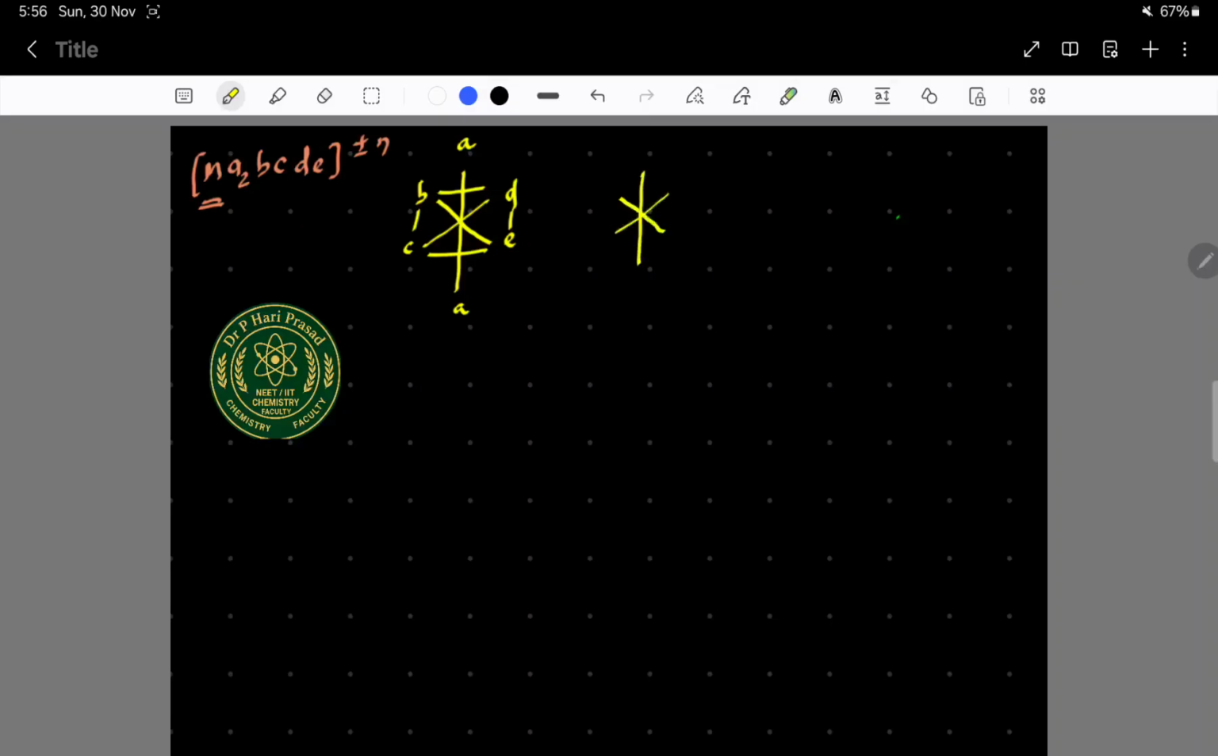Just observe. I will keep A to A as it is. The remaining possibility, students, I will keep BC as it is, and just here I am interchanging these two. And one more combination I will write, students. This is A to A, and the other combination I will write is BD and CE. So these are the possible combinations if the different ligands are present in a plane.